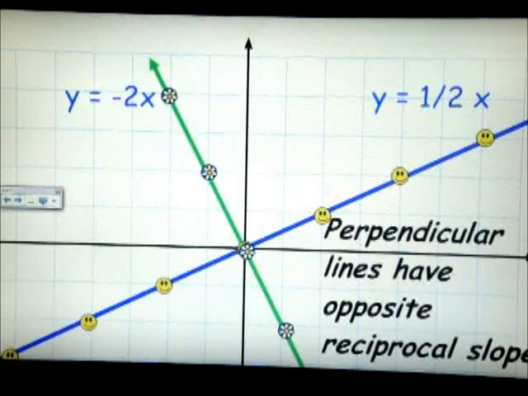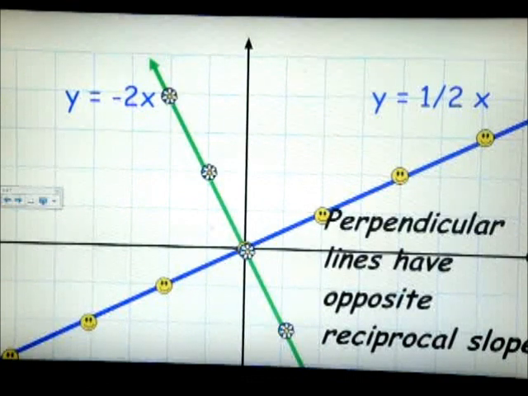Perpendicular lines are a little bit different and can be a little bit tricky. If you look, the green line has a slope of -2, and the blue line has a slope of 1/2. They are what I call opposite reciprocals, and that's our giveaway if something is perpendicular.